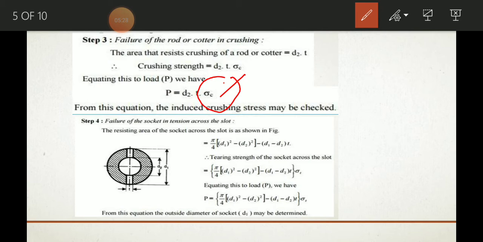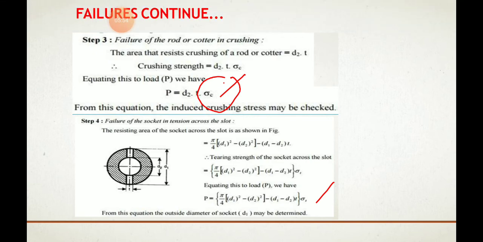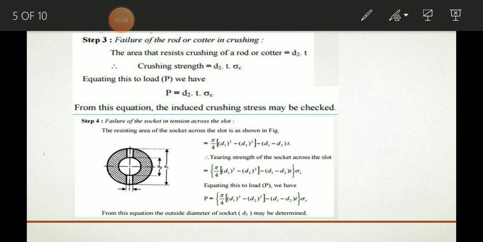From this equation, the induced crushing stress may be checked. This is the final formula to calculate the induced crushing stress in case of failure of the quarter: P equal to [pi by 4 d1 square minus d2 square minus d1 minus d2 into t] into sigma c, where t is the thickness of the quarter and sigma c is the crushing strength.